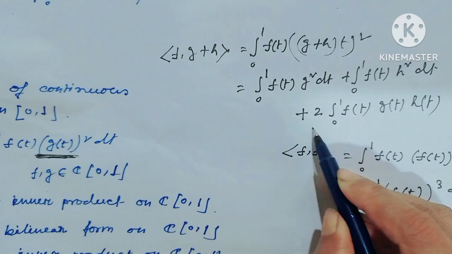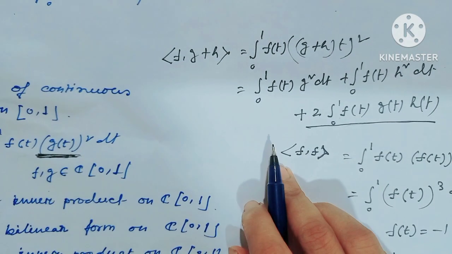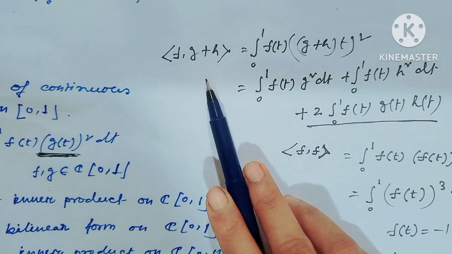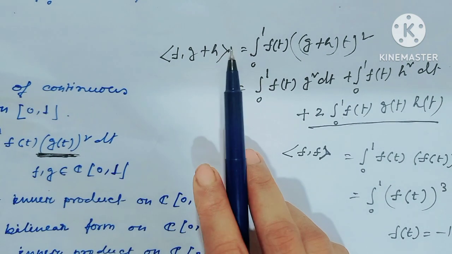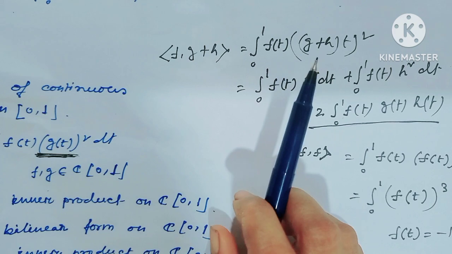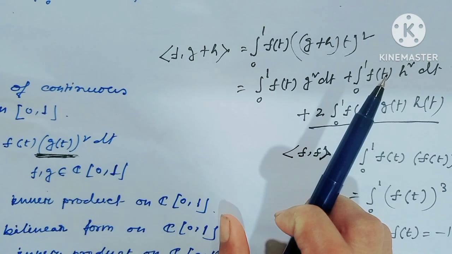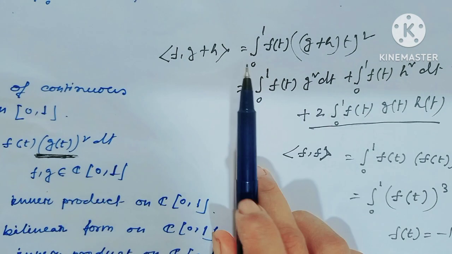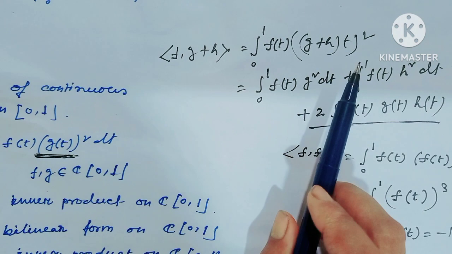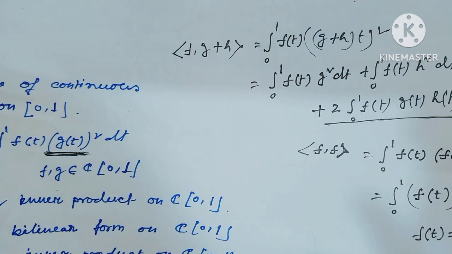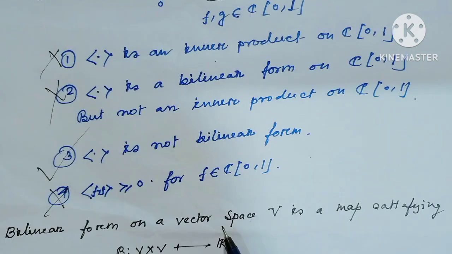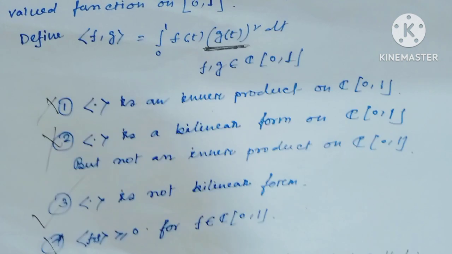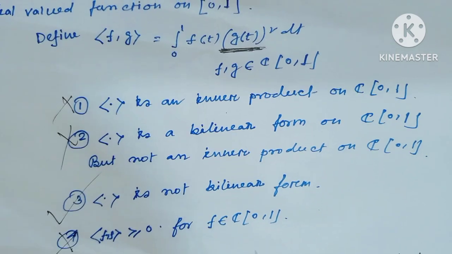Notice this is the extra term, so we cannot write inner product of f comma g plus h as inner product of f with g plus inner product of f with h. So this breaks the linear property, so this is not a bilinear form. Option 2 is also a wrong option, only option 3 is the right option. This is not a bilinear form. I hope all my viewers have understood.